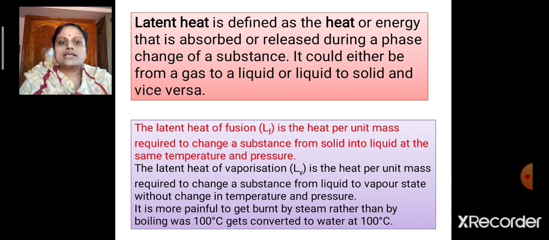It is a common experience that the burns that we get from steam are rather painful compared to the burns that we get from boiling water. It is because latent heat of vaporization has got a higher value compared to the latent heat of fusion.